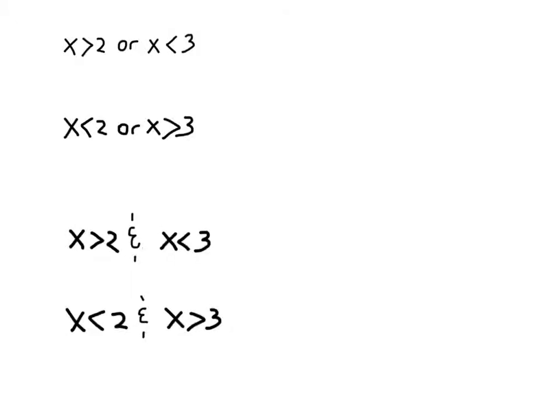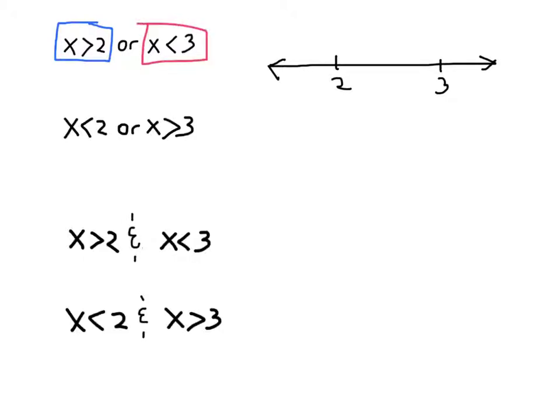Then you have the inequalities that feature "or" and "and" to work with. Now, we'll focus on, let's see, this one right here. Okay, let's say you've got a number line. Your critical values are 2 and 3. And what I'll do is I'm going to represent this with a blue line, and I'll represent this with a red line. So let's focus on x is greater than 2.